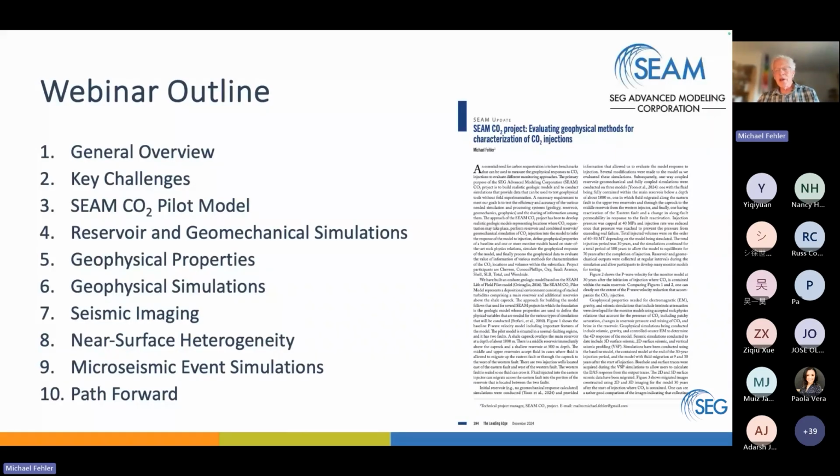This is a cutout from a TLE article we published last fall about this project. This article is current as of late last year. If there are things that you miss in my talk, you might want to look at that. It's in the December TLE.